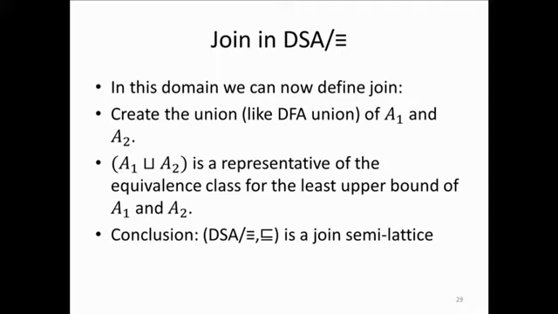So now we're ready to define join, which is what we were working up to all along. We're going to take the union, just like DFA union, of our two automata. Well, actually almost like a DFA union, if we're moving past two variables in order to do the union, we're going to collapse them together. And this is now a representative of the equivalence class of the least upper bound. Yay. So we have a join semi-lattice. So we're very, very glad.